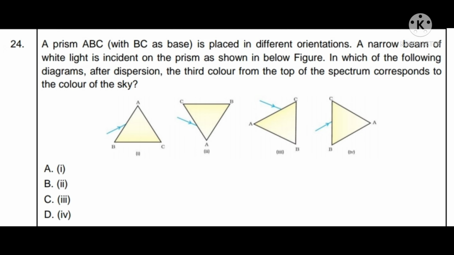Question number 24. A prism ABC with BC as base is placed in different orientations. A narrow beam of white light is incident on the prism as shown in below figure. In which of the following diagrams, after dispersion, the third color from the top of the spectrum corresponds to the color of the sky? Here the answer is option B, 2. After dispersion from a prism, the blue part of white light will be towards the base of the prism.